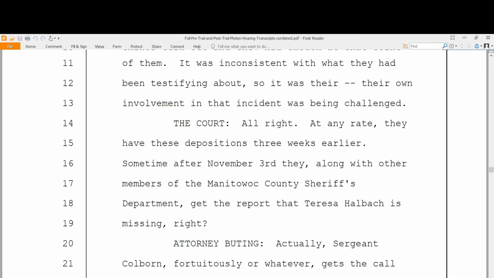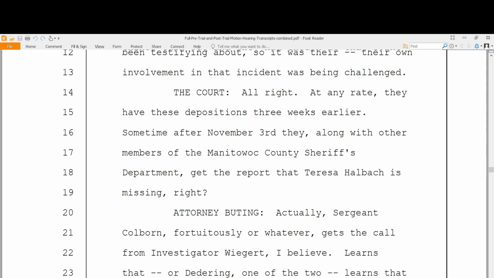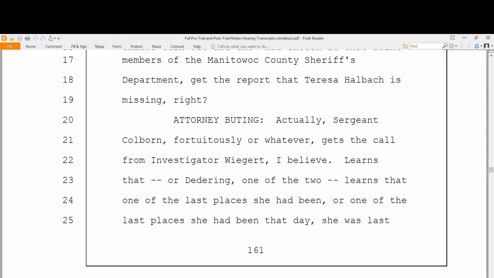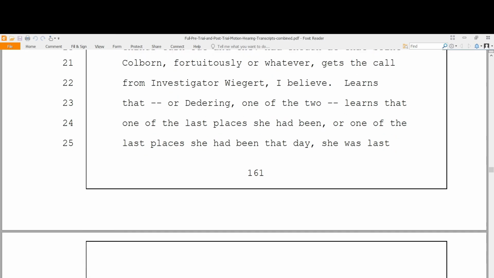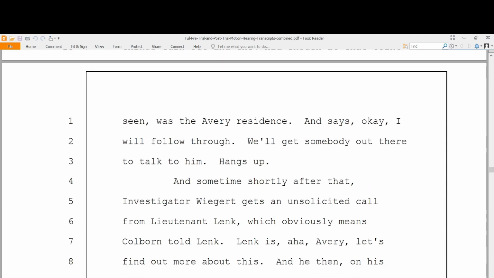At any rate, they have these depositions 3 weeks earlier. Sometime after November 3rd, they, along with other members of the Manitowoc County Sheriff's Department, get the report about Teresa Halbach is missing, right? Attorney Beauty: Actually, Sergeant Colborn, fortuitously or whatever, gets a call from Investigator Wiegert, I believe, or Dettering, one of the two, learns that one of the last places she has been that day she was last seen was the Avery residence, and says, okay, I will follow through. We'll get somebody out there to talk to him.